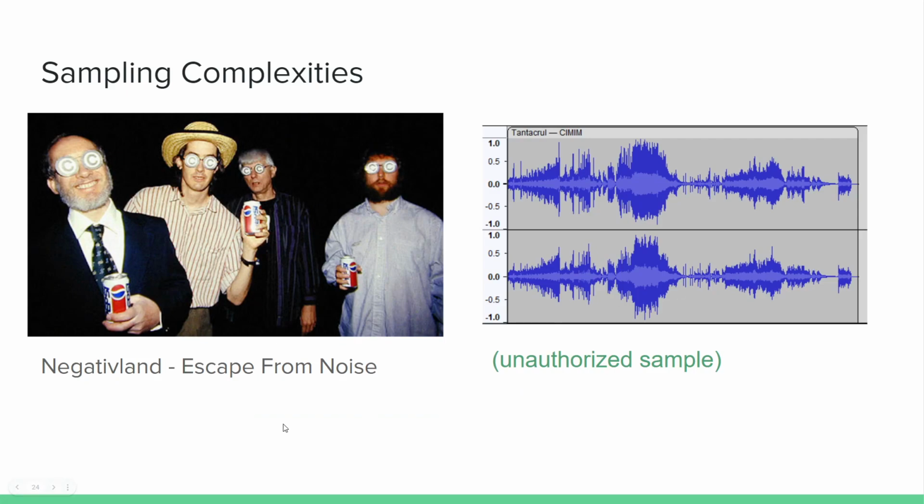Enter Negativland again. Before Fatboy Slim made that song, Negativland made a CD called Escape from Noise, in which they used the exact same sample that Fatboy Slim used. And keep in mind, this was an unauthorized sample. They weren't really allowed to use this sample.